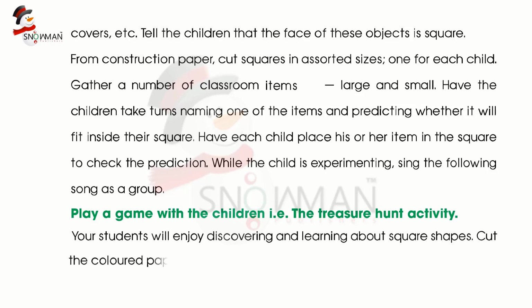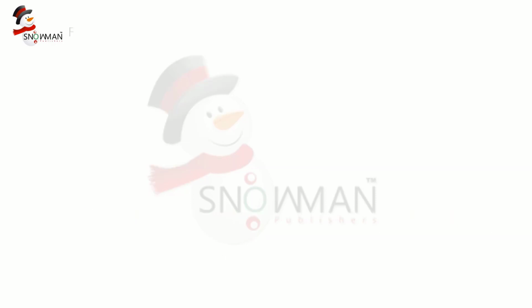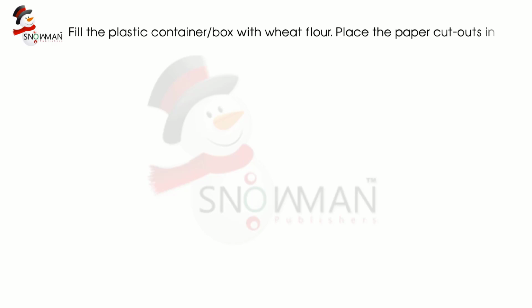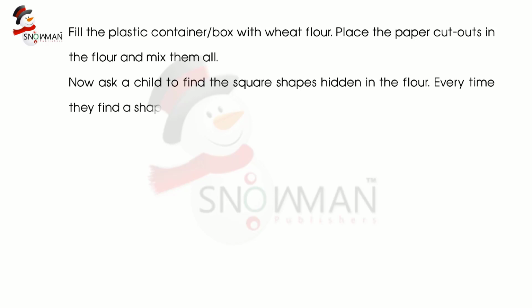Cut the colored paper into different shapes such as circle, square, etc. Cut as many shapes as you need. Fill the plastic container or the box with wheat flour. Place the paper cutouts in the flour and mix them all. Now ask a child to find the square shapes hidden in the flour. Every time they find a shape, call out the shape name loudly so that they learn it.